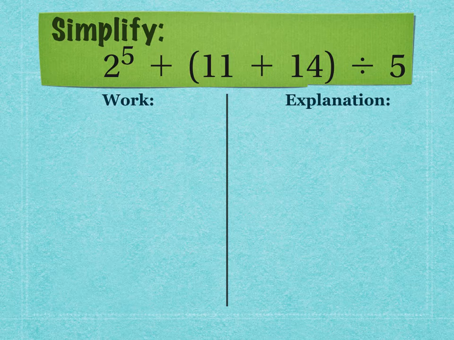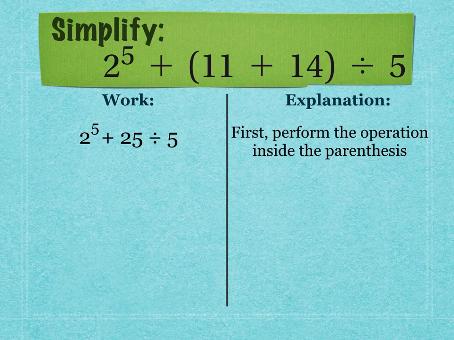The next example, we have 2 to the 5th plus, in parentheses, 11 plus 14, close the parentheses, divided by 5. The order of operations tells us to do whatever is inside of the parentheses first. I do have parentheses. In this case, inside of the parentheses, I have 11 plus 14, which is 25. So I'm going to bring everything else down just as it appears, but I'm going to do 11 plus 14, which is 25. And the explanation is the same as the first explanation in the last problem. First, perform the operation inside the parentheses.